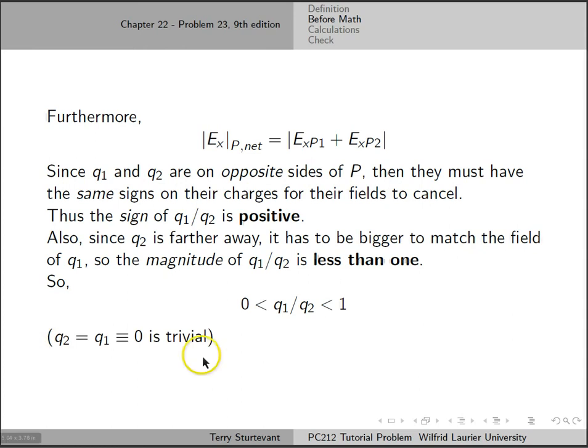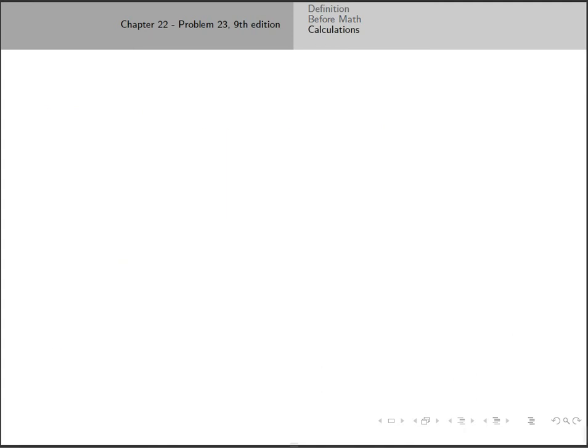One solution that works is the trivial solution, where Q1 equals Q2. In other words, there are no charges, and so not only is the net field at P 0, the net field everywhere would be 0.